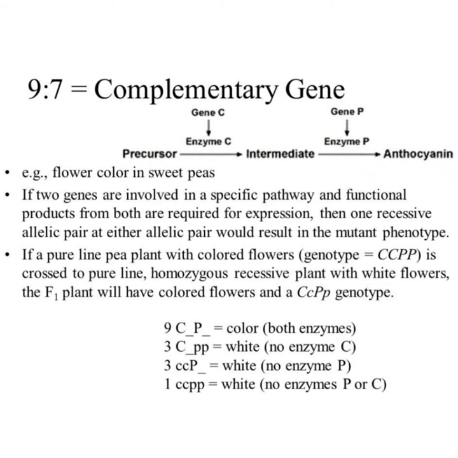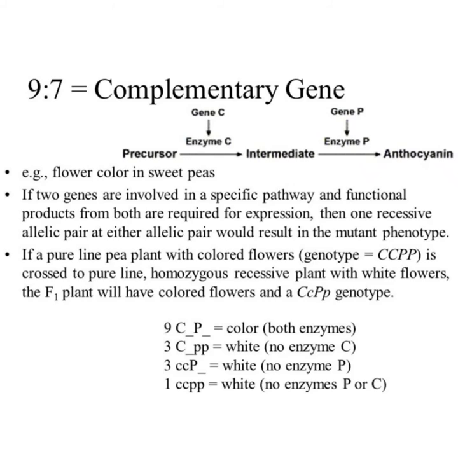What is a complementary gene? The ratio is 9:7. The flower color in sweet peas is indicated, where the precursor forms an intermediate by the gene C, and this intermediate, by the gene P and enzyme P, forms anthocyanin. If two genes are involved in a specific pathway and functional products from both are required for expression, one recessive allelic pair at either gene would result in a mutant phenotype.